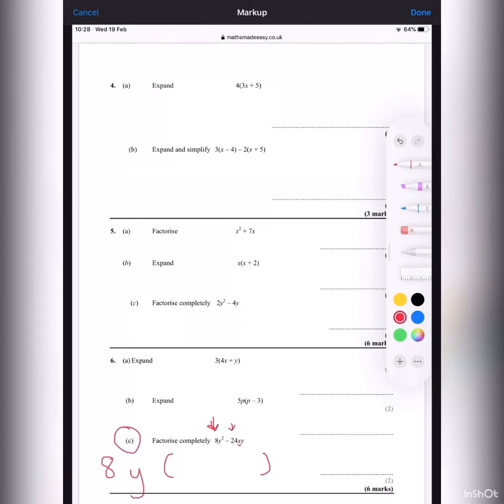So the final thing to think about is what we do to 8y to get to both these terms. So to get from 8y to 8y squared, we times by a y. And then to get to minus 24xy, our number is 3. We need another x, but we don't need another y because it's already there.